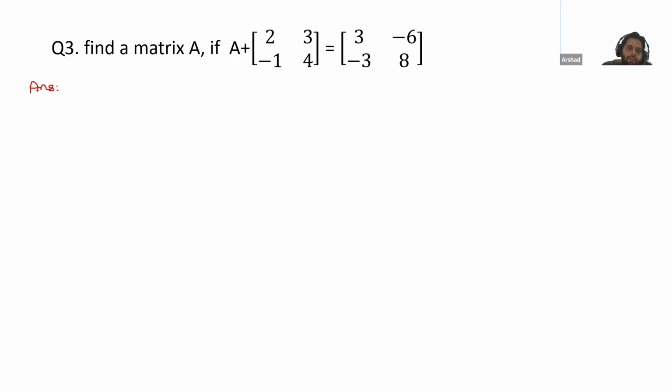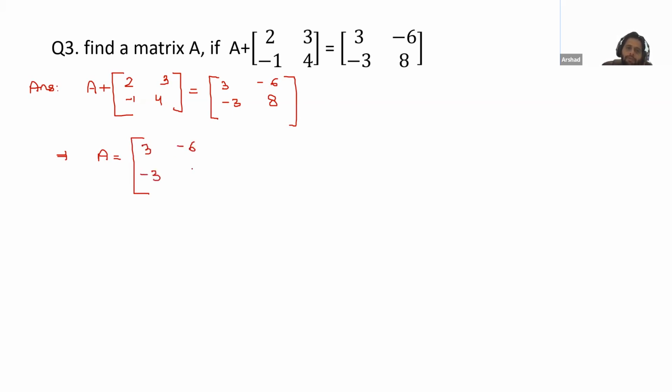So in this case, what you need to do, Fahad, we have this question: A plus the matrix [2, 3; minus 1, 4] is equal to the next matrix, that is [3, minus 6; minus 3, 8]. So shift this to the right side. You will get A is equal to [3, minus 6; minus 3, 8] minus [2, 3; minus 1, 4].